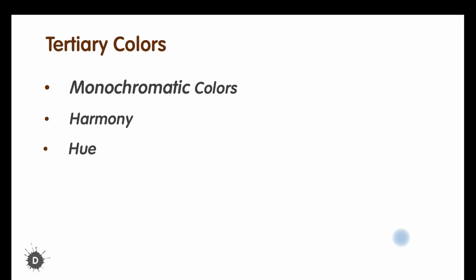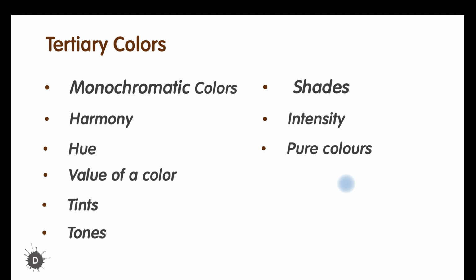Value. Value of color just means how light or dark it is. Think about it being on a continuum from light to dark. That's the value of the color. Tint and light color. Tints are lighter colors that have white added to them, just like a light shade of yellow, a light shade of red. Those are tint colors.